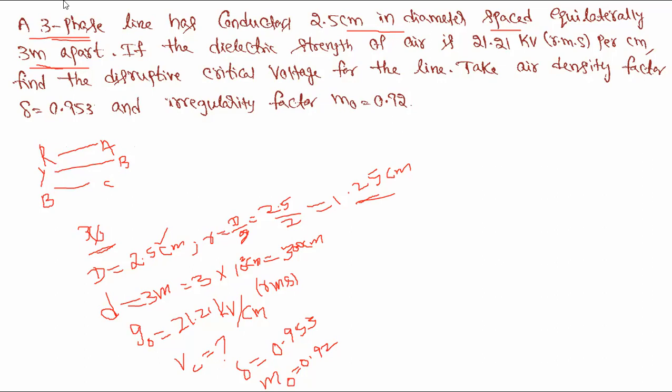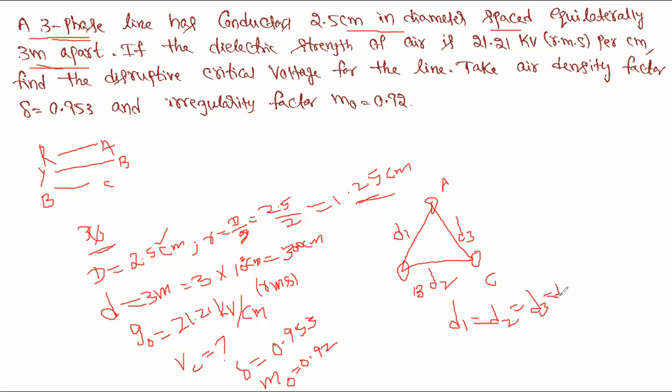Now it consists of 3 conductors, that is the 3-phase system. We assume this is conductor A, conductor B, and this is conductor C. The equilateral triangle means all the sides should be equal. We take D1, D2, D3, where D1 equal to D2 equal to D3 equal to D. That is the spacing of the conductor, which in the problem is given as 3 meter apart.